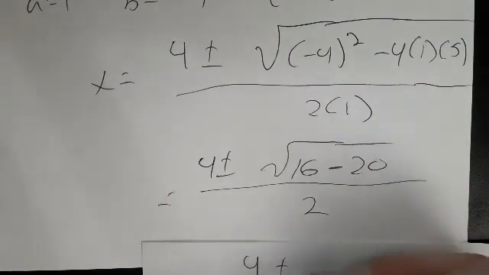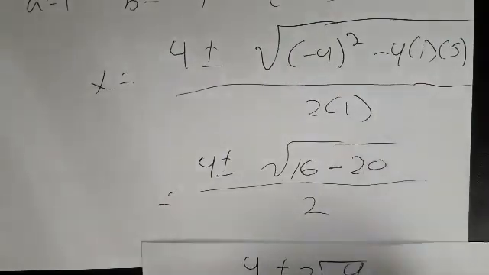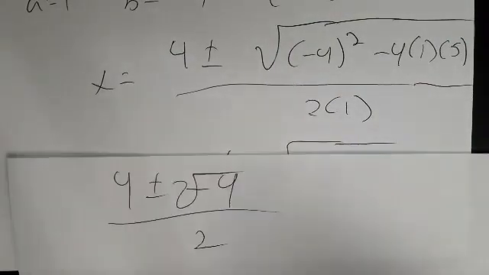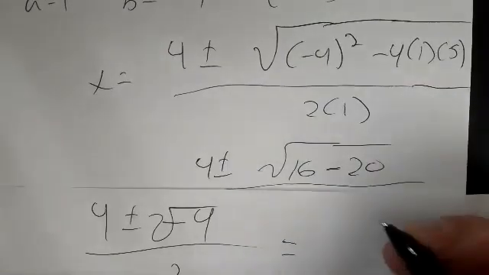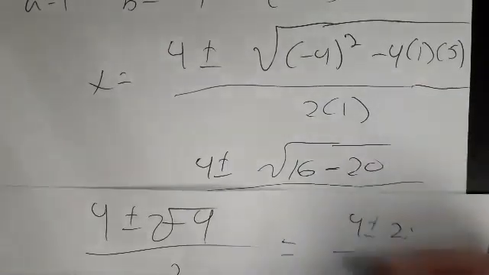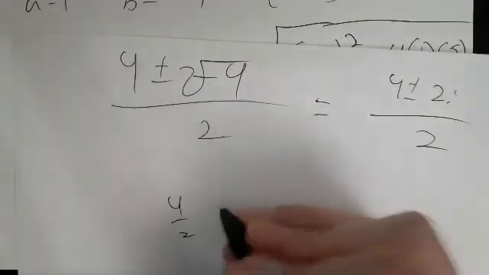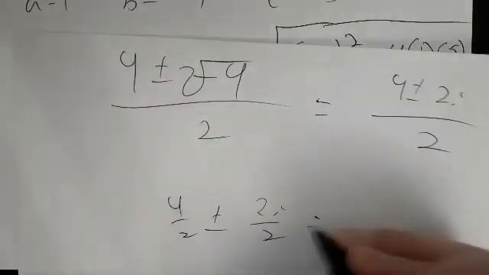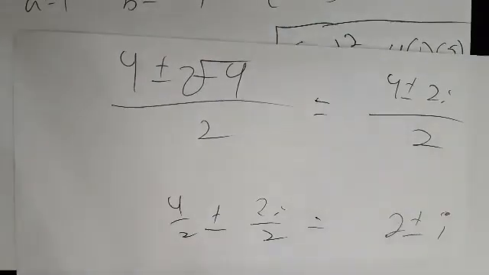So 4 plus or minus 2i, over 2. Dividing by 2, we're dividing each of these things by 2, so 4 divided by 2 and 2i over 2 should be 2 plus or minus i.